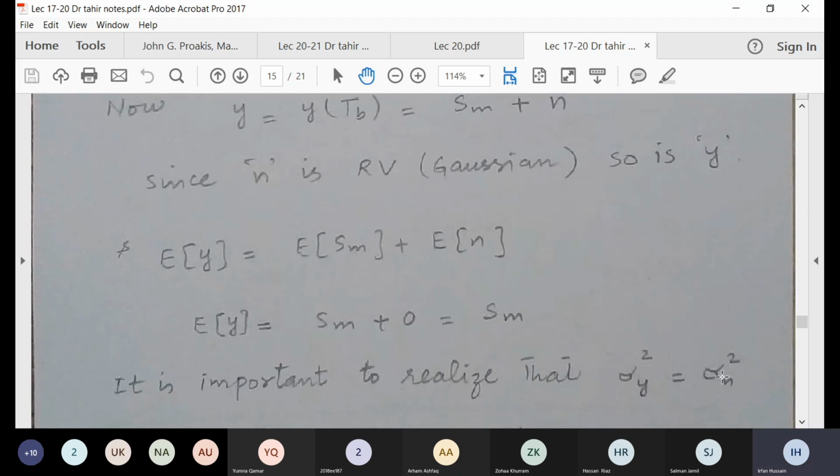हाँ जी, समझ आ गया सबको? How come variance of y is equal to variance of n? Can you prove this? अरे सलमान साहब, समझ आ रहा है ना?